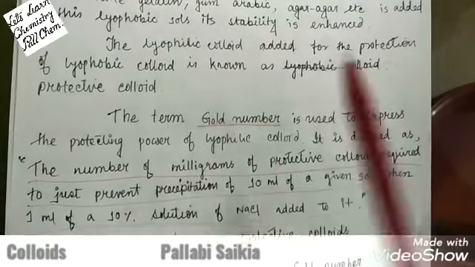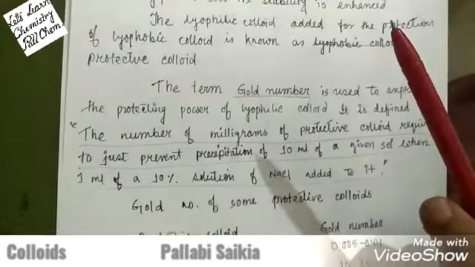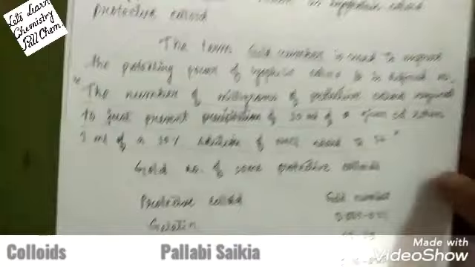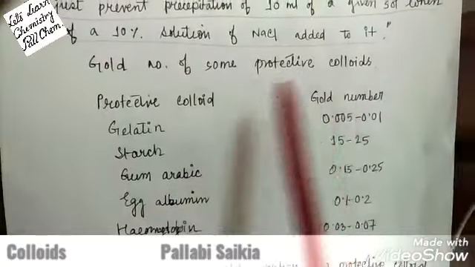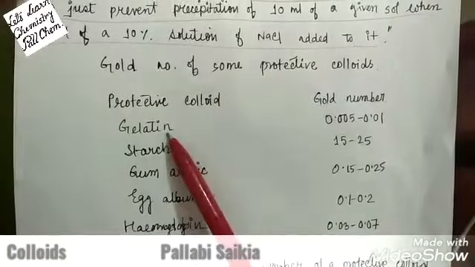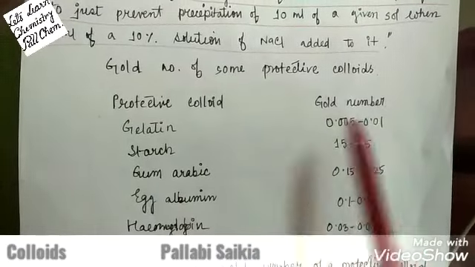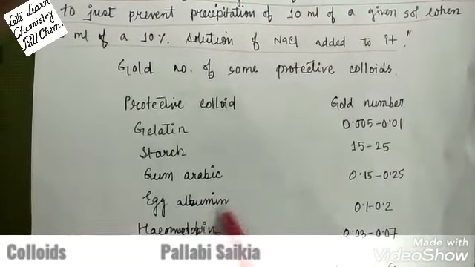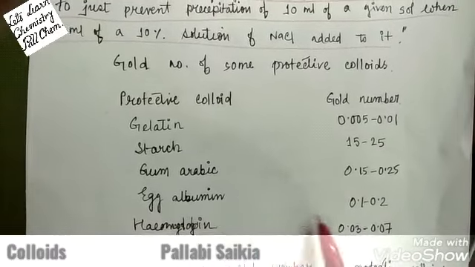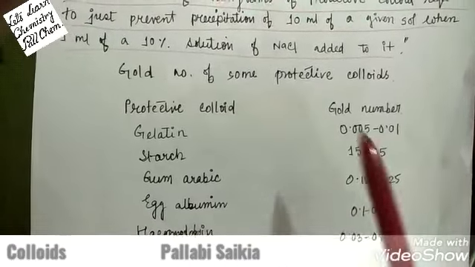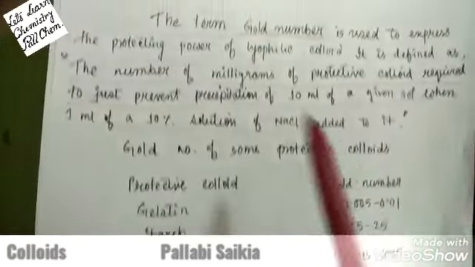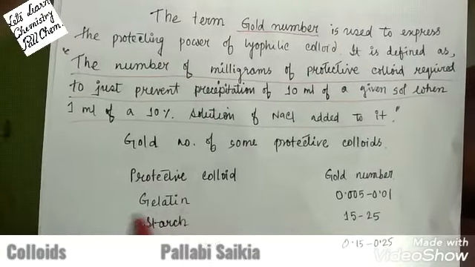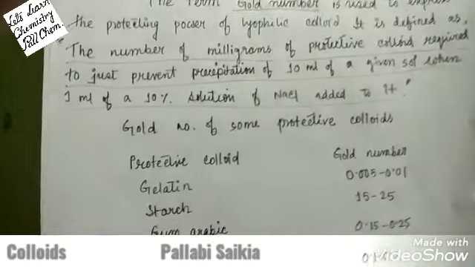So the larger the gold number, the less the protective power. The smaller the gold number, the more the protecting power. These are some gold numbers of protective colloids. Gelatin has 0.005 to 0.01, starch 15 to 25, gum arabic 0.15 to 0.25, egg albumin 0.1 to 0.2, hemoglobin 0.03 to 0.07. The smaller the gold number, the smaller the amount required, so gelatin has the greatest protecting power.